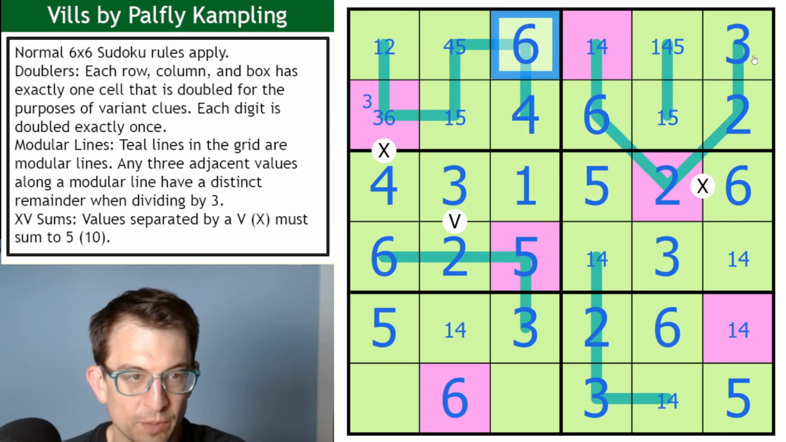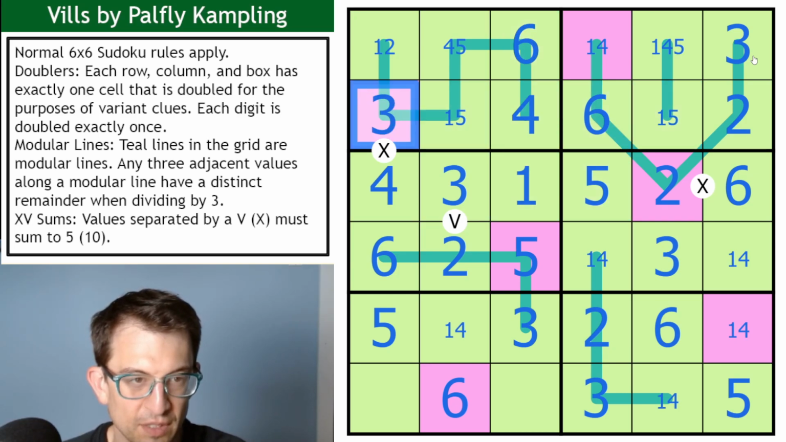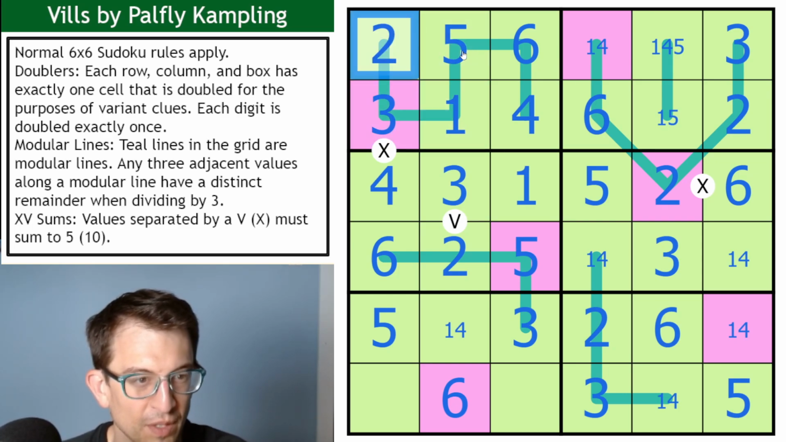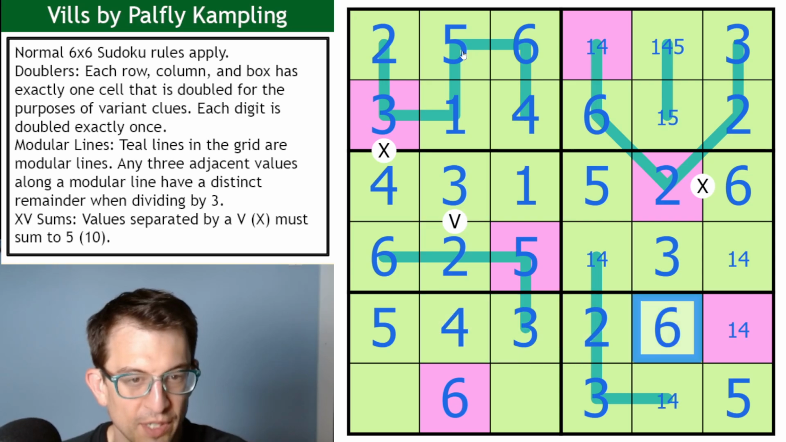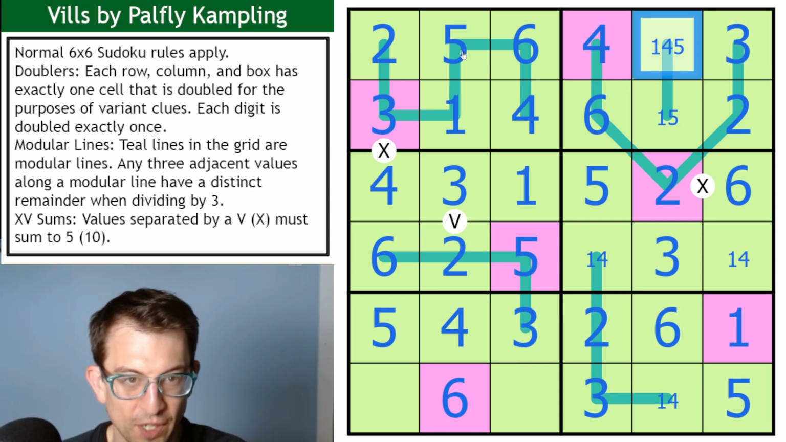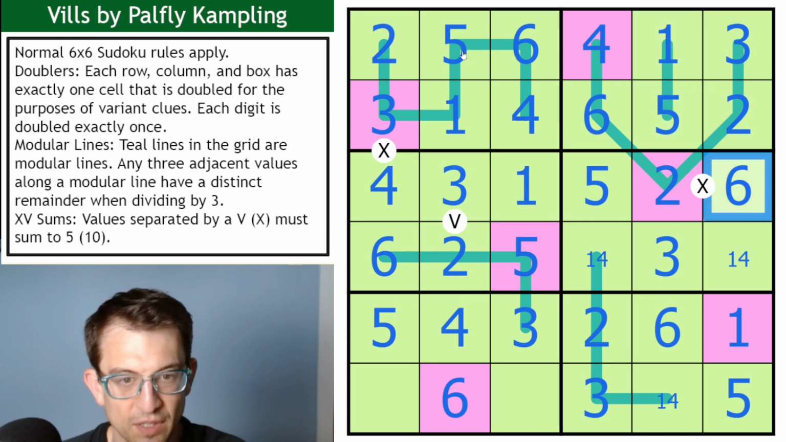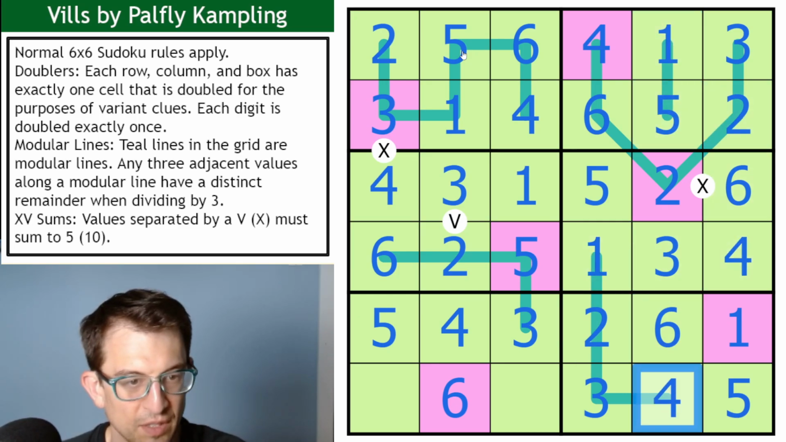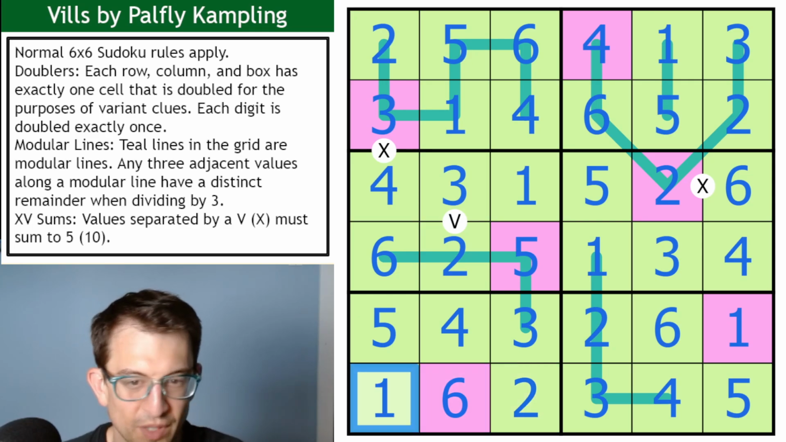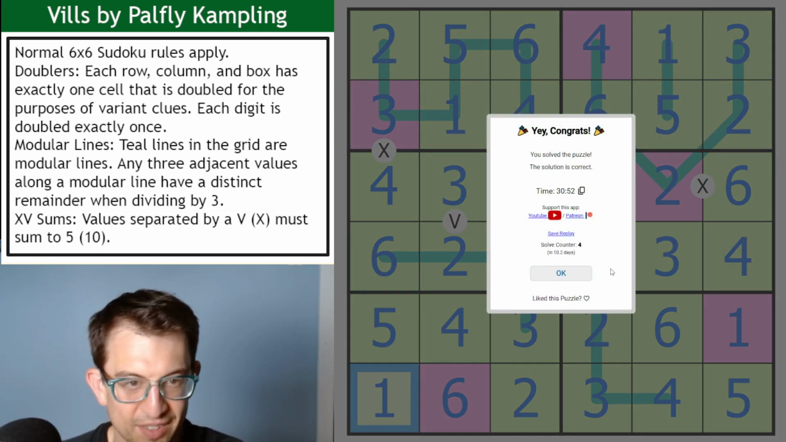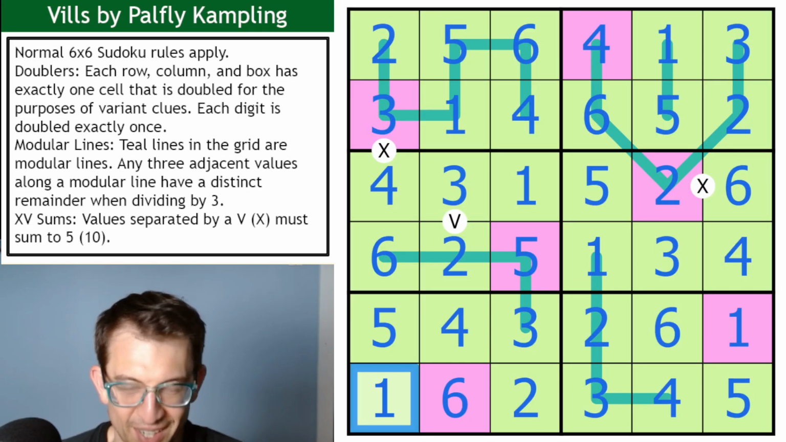1, 4, 3, 6 here. Oh, I knew the doubler was a 3 as well, so I could have filled that in immediately. 4. Now this is the 1, so this is the 4. This is 1, 2. And yeah, great job. Great job, me.